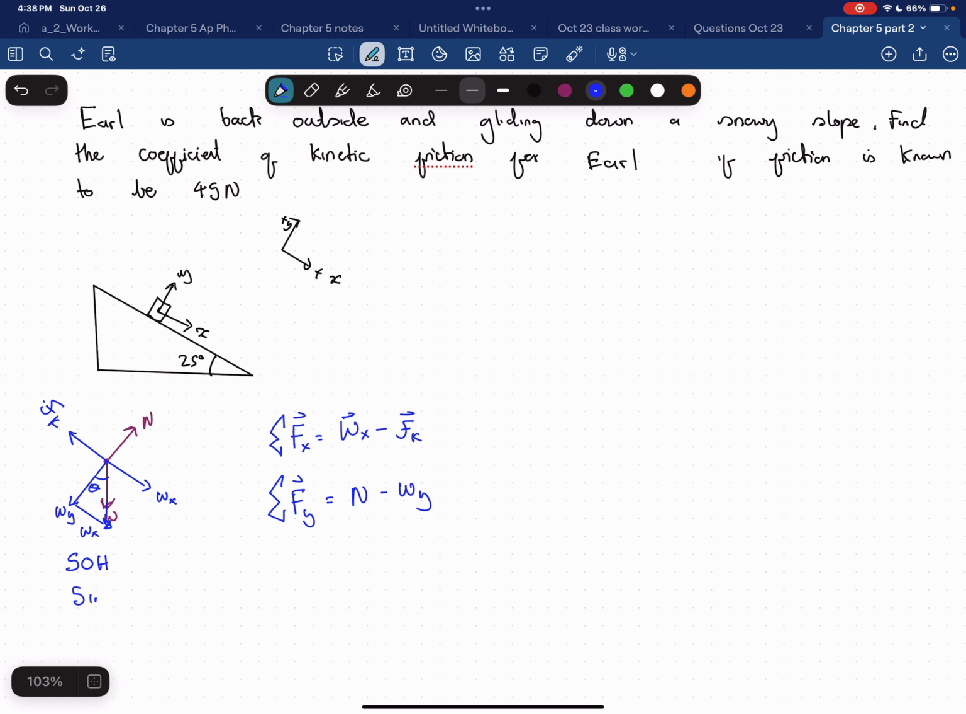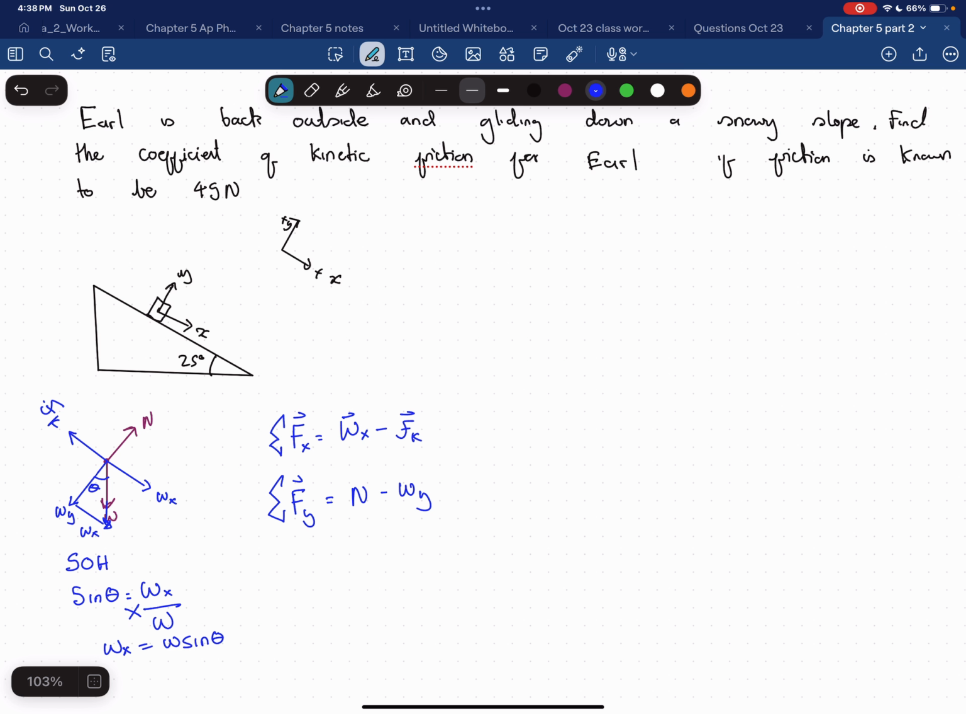So my sine theta is the opposite over the hypotenuse. To get omega x, or at least the magnitude of omega x, I have omega sine theta. I cross multiply, and my omega x is multiplied by 1, and my sine theta multiplies by omega. And my omega x is omega sine theta. All right?